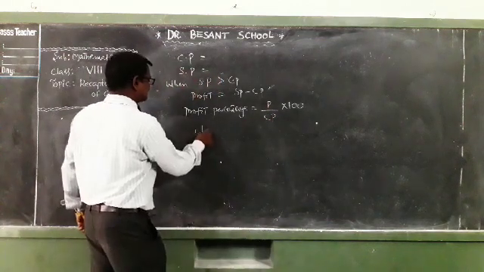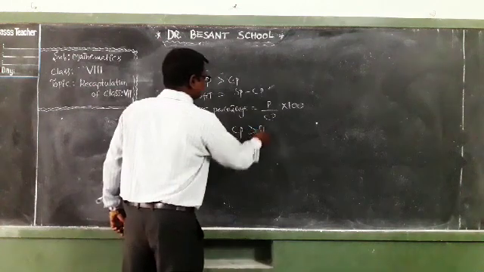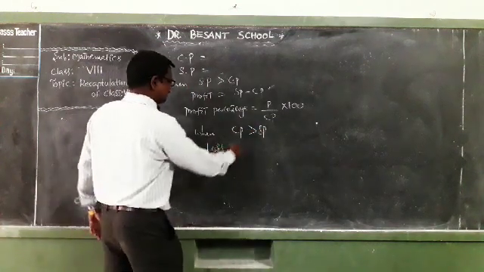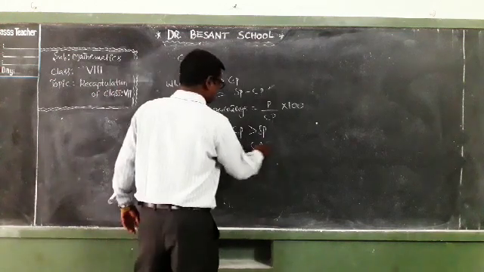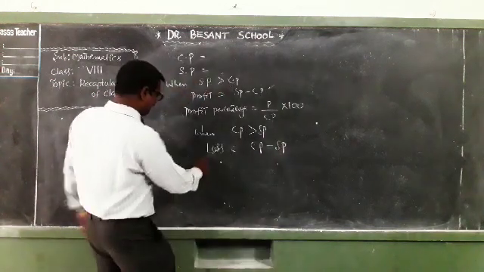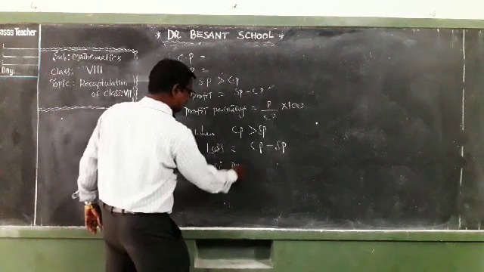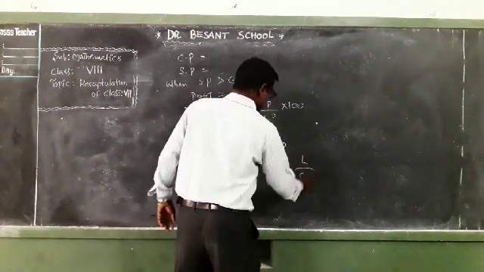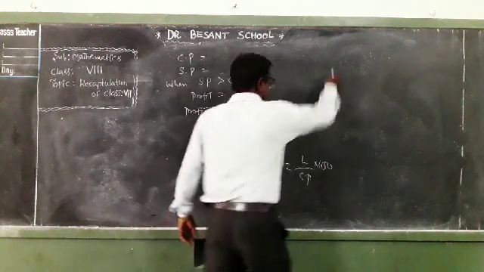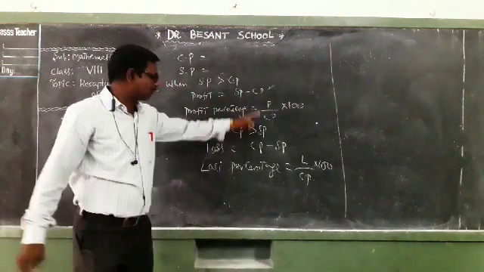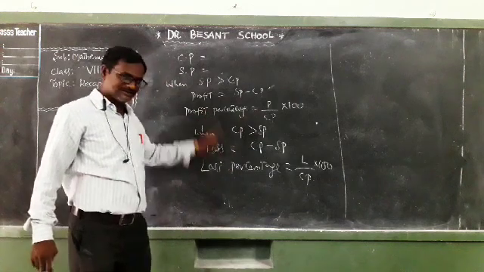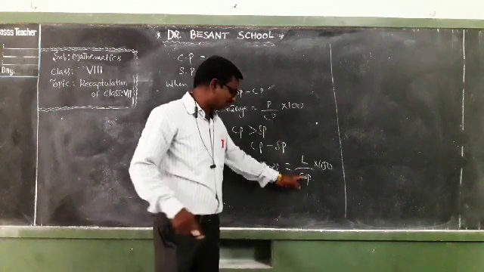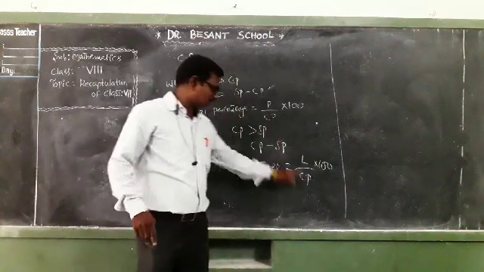Similarly, whenever the cost price is more than the selling price, obviously we get loss. The formula for loss is loss is equal to CP minus SP. And to find the loss percentage, the formula is loss by CP into 100. Either profit percentage or loss percentage is always calculated on CP.